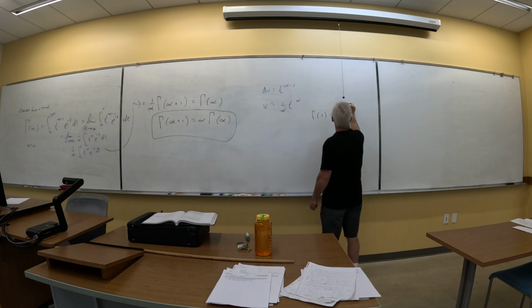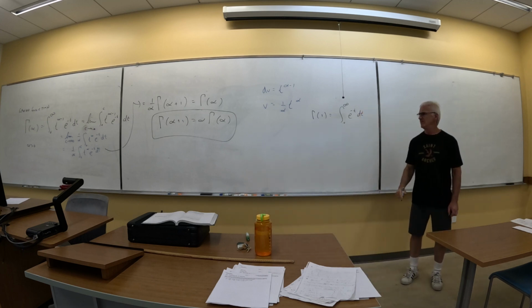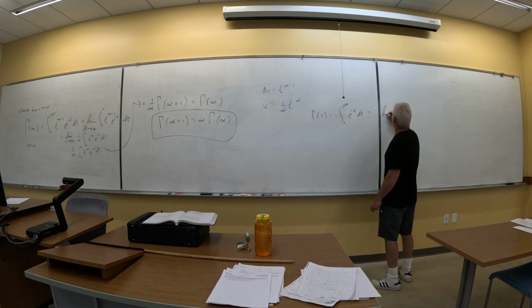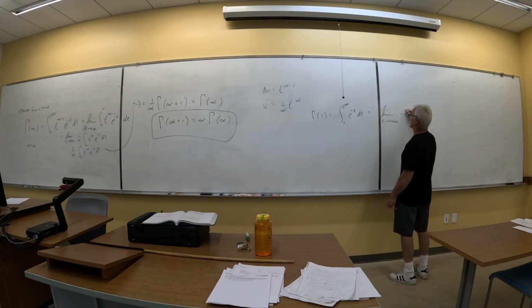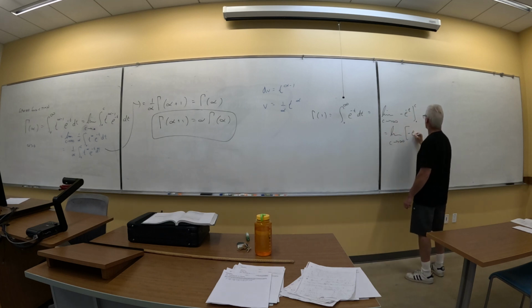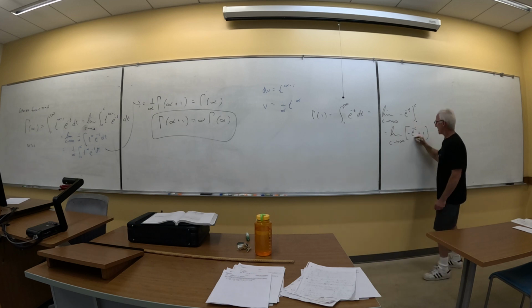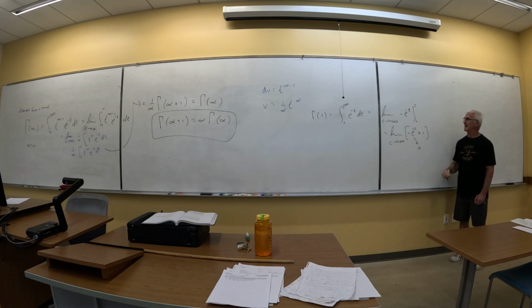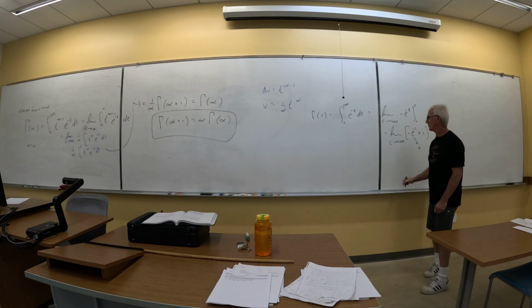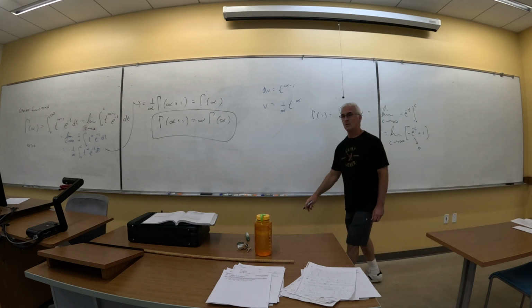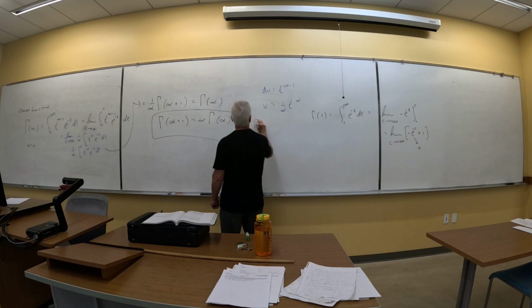Well, that'd be the improper integral of just e to the negative t dt, wouldn't it? But that means I've got the limit as c goes to infinity of negative e to the negative t evaluated from 0 to c, which is negative e to the negative c plus 1. That goes to 0 rapidly, and that answer is what? 1. Huh. Gamma of 1 is 1.